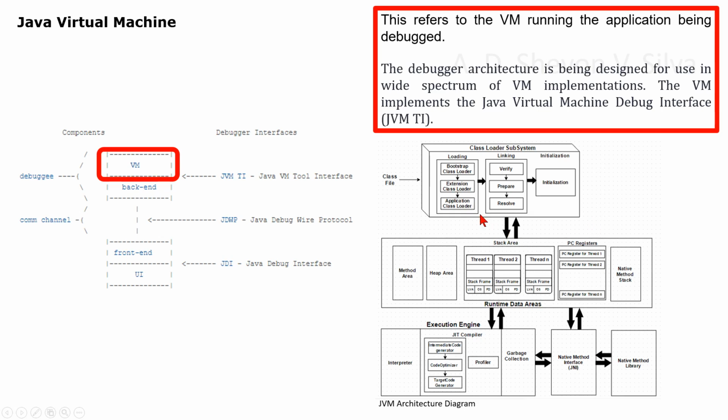Loading. Classes will be loaded by this component: bootstrap class loader, extension class loader, application class loader are the three class loaders that will help in achieving it. Bootstrap class loader, responsible for loading classes from the bootstrap class path, nothing but rt.jar. Highest priority will be given to this loader.